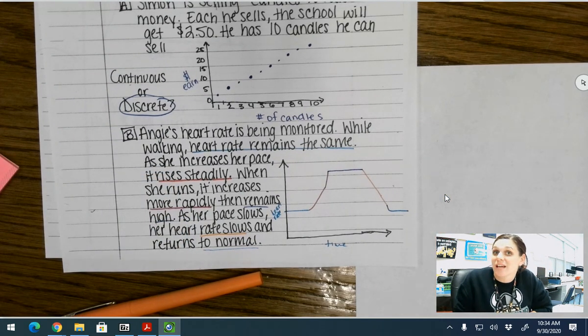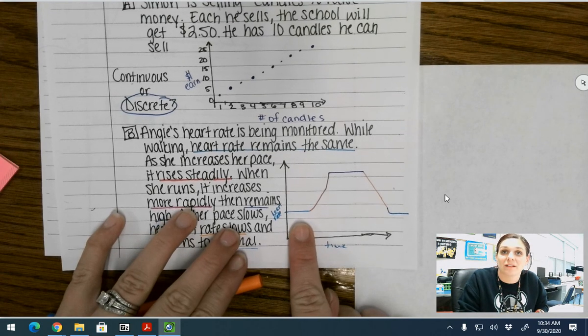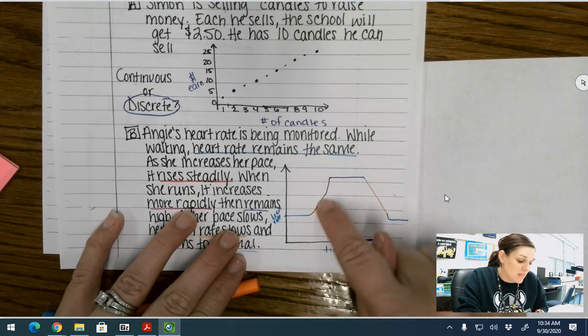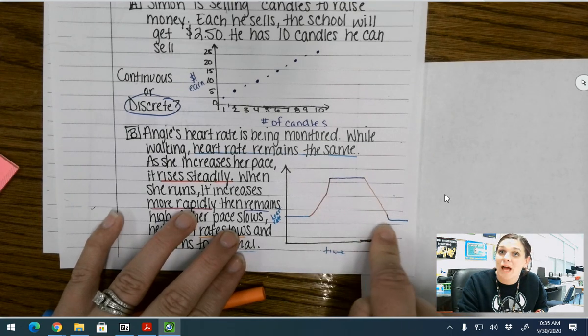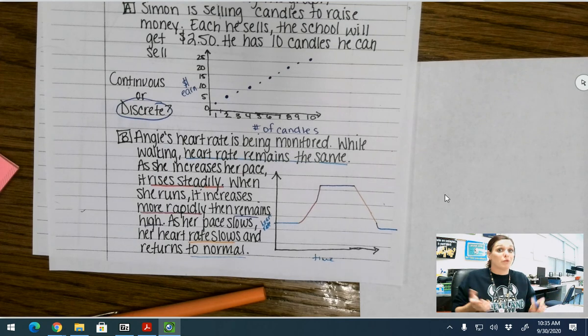Is this what yours looks like? Do you have it flat, then semi up, and then shooting up, and then staying the same, and then gradually coming down, and then being lower because now I'm not moving anymore?